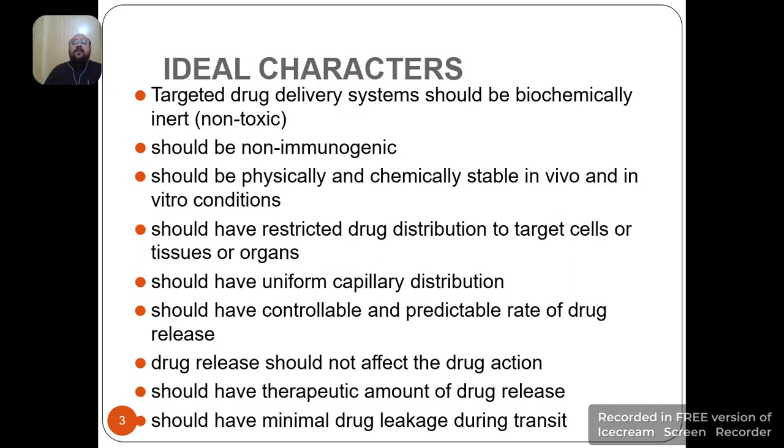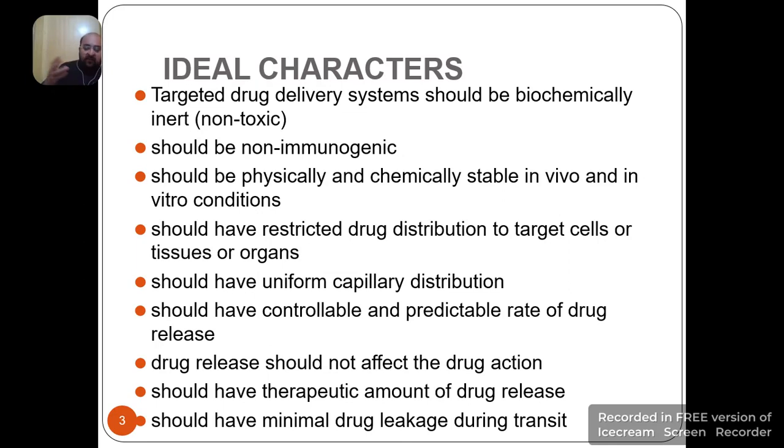These are some ideal properties or the ideal characteristics of targeted drug delivery, that whenever you are going to deliver a drug to some targeted area or to some target tissue or organ, it should be non-toxic, it should be compatible with your biological system, and it should be physically and chemically stable, both inside the body as well as outside the body, and the drug distribution should be restricted to the targeted cell or the tissue or the organ. For example, we are going to target some specific area, so you will be specific to that area, and there should be uniform capillary distribution.